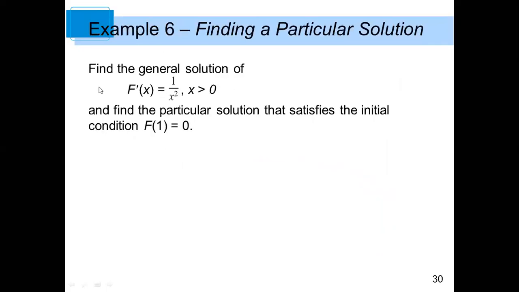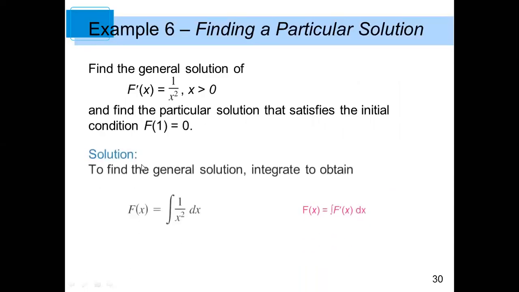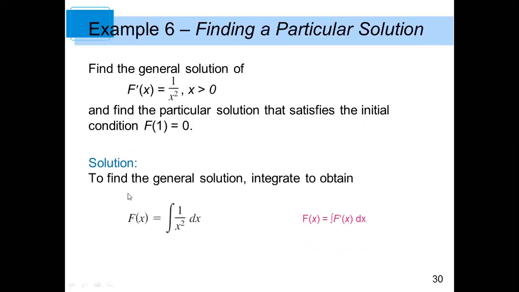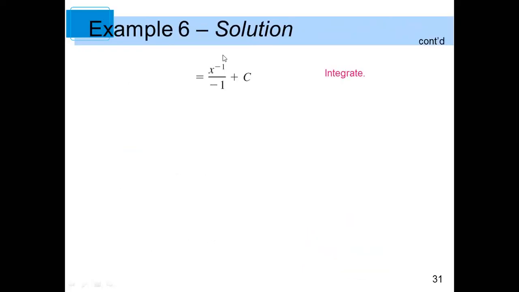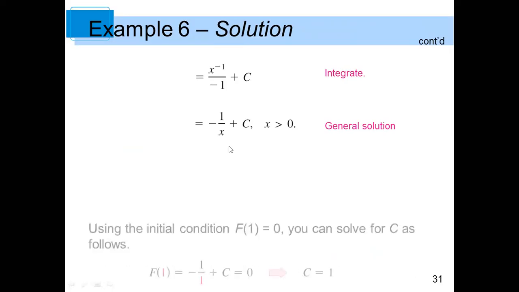So find the general solution of f prime equals 1 over x squared for x greater than 0, and find the particular solution that satisfies the initial condition f of 1 equals 0. To find the general solution, integrate. You obtain the integral of 1 over x squared, which is really the integral of x to the -2. So you add 1 to the exponent, divide by the new exponent, and you get -1 over x plus c for x greater than 0 as stated. That's the general solution, because in general, you add c.